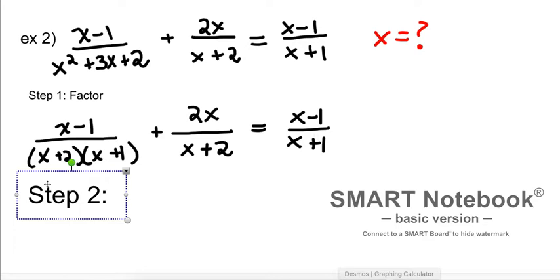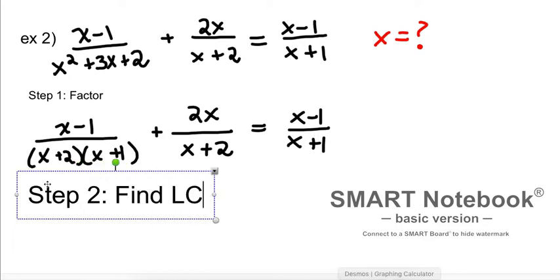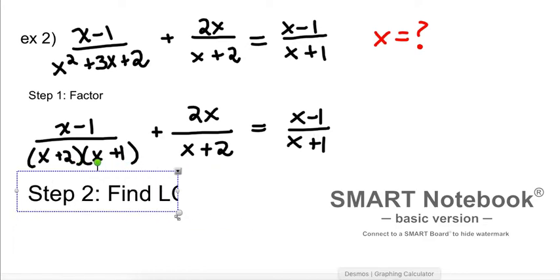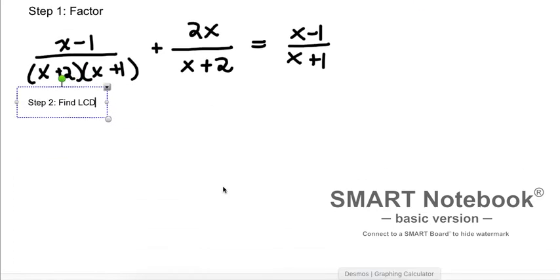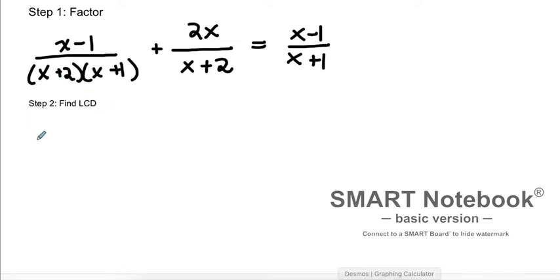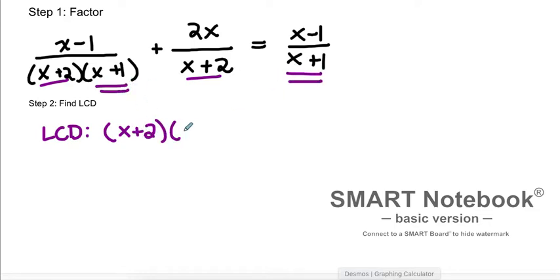All right, step 2, what is step 2? Step 2, find LCD, right? Okay. Let's see, LCD. So, all right, so x plus 2, both of these fractions have it, so let's write it once. And then x plus 1, both of these fractions have it, so let's write that once. Okay, so here's our LCD. So that's step 2. Step 3.